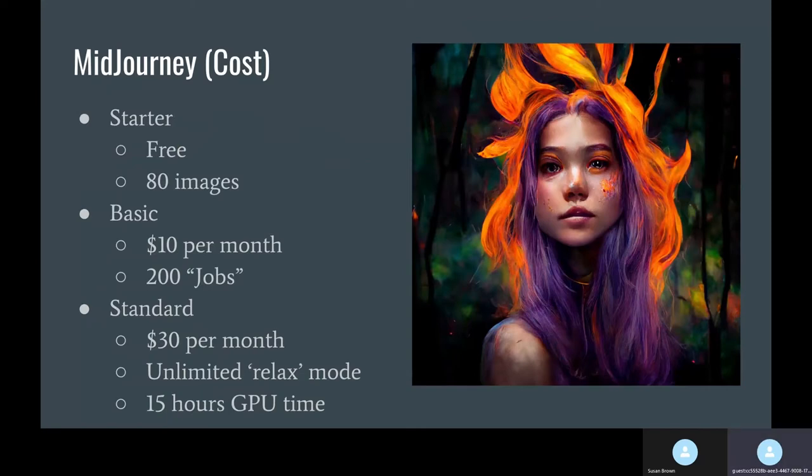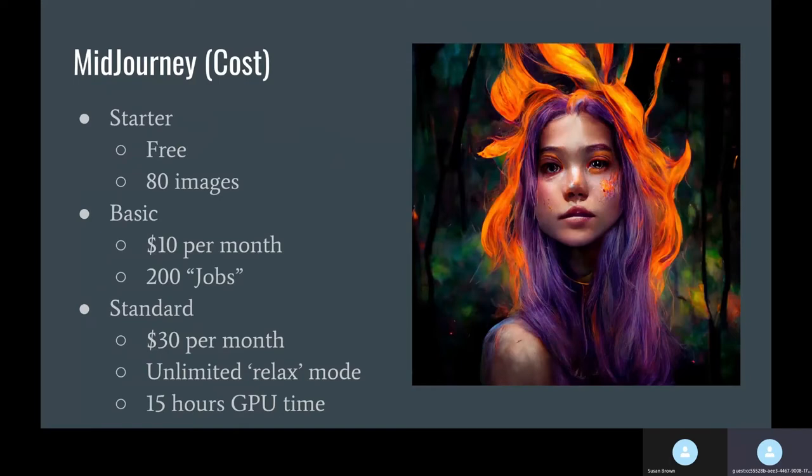I pay $30 a month, and I use the unlimited mode, which is the relaxed mode, the second bullet there. I can put it into relaxed mode and I can do as many images as I want. It just takes a little bit longer and I haven't really noticed the difference between relaxed and fast. So I sit in relaxed and it doesn't chew up any of my computation time.